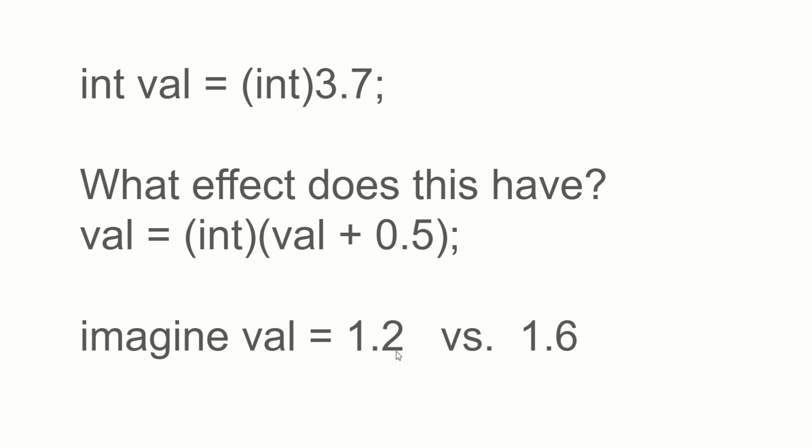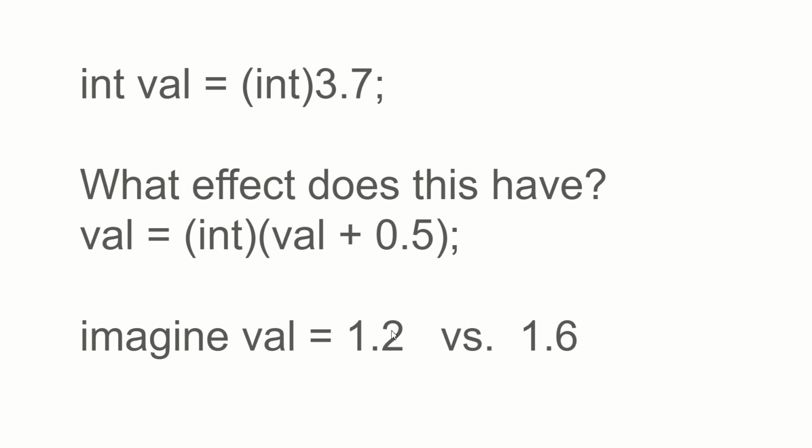So if I have 1.2 and I add 0.5, that hasn't taken me to the next integer yet. I have 1.7. So casting to int is still just going to give me 1. If I have 1.6 and I add 0.5, my original value is large enough that adding 0.5 takes me to the next integer. So it's going to end up being 2.1. And so then when I cast to int, I'll get 2.